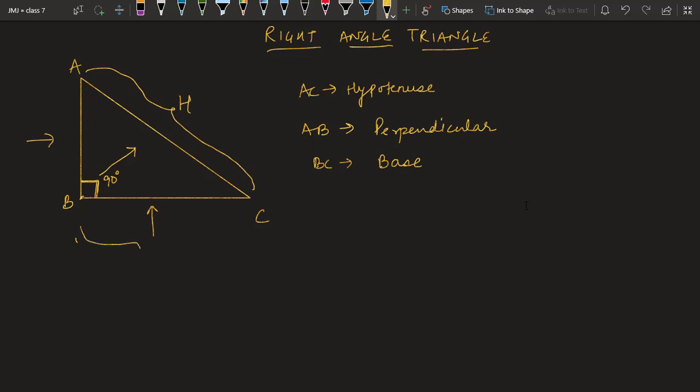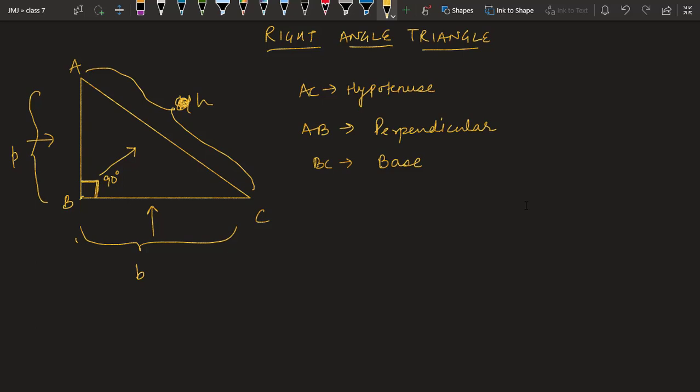Let me call it small h. This BC is your small b, and this AB is your small p. Now comes the formula that will help you to find the third side if you know the other two sides. As I told you in the last exercise, we were able to find the range only.